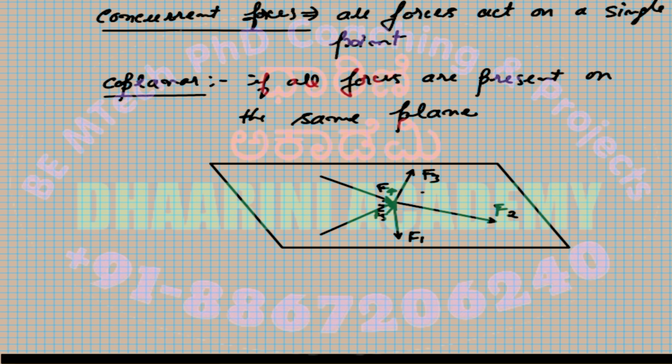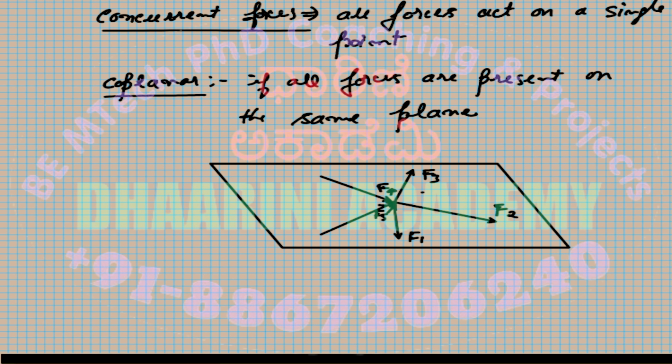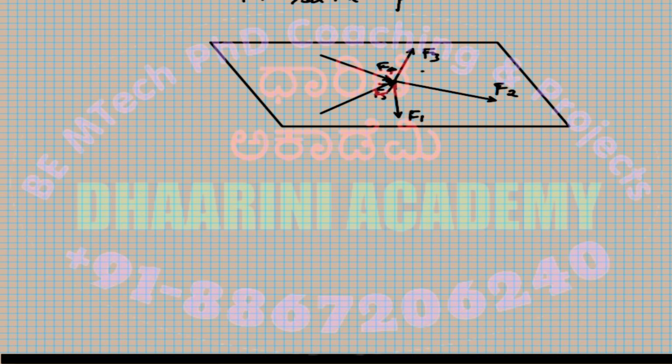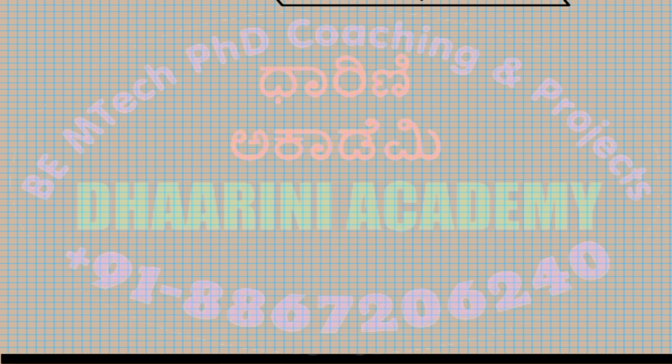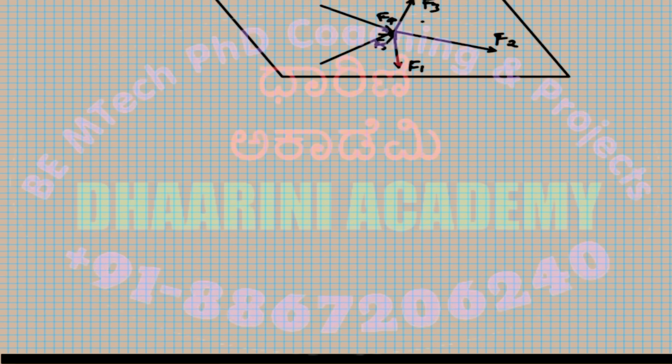So such a system is called concurrent, because everything is acting on the same point. And coplanar also, because all the forces are on the same given plane. If you have a system like this, it is called concurrent coplanar forces. So my idea is first to look at how to calculate the resultant. Whenever I have such a system, the resultant is going to show the following properties.